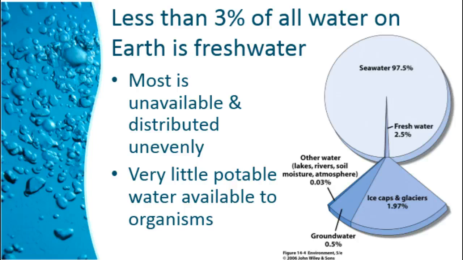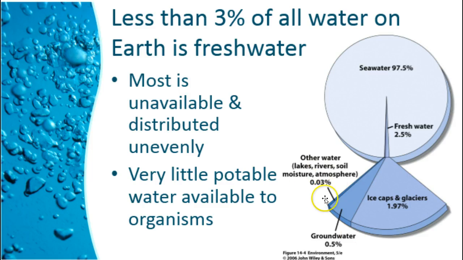Now, if we actually start looking at the fresh water on Earth that might be available to them, it's less than 3% of all of our water. So you can see seawater makes up most of that water. And then even that 2.5% that's fresh water, most of it is not available to organisms. If you look, most of it is actually frozen in the ice caps and in the glaciers. And then out of what's left that's not frozen, a lot of it is trapped in the ground as groundwater.